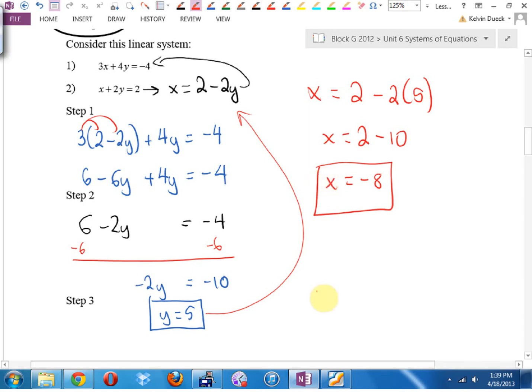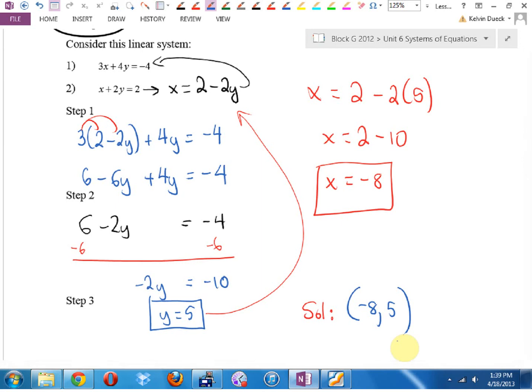Final answer? SOL stands for solution. -8, comma 5. We'll write it as an ordered pair in brackets. You'll find as you practice this, you can get a little bit quicker. But again, don't get too sloppy. Easy to make lots of mistakes.